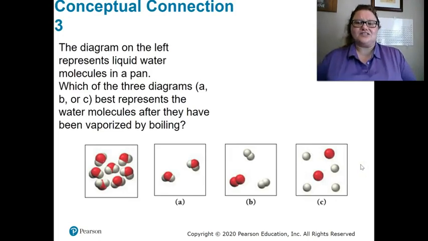So let's take a look at this question that you have in your note packet. The diagram on the left, you see at the far left there, it does not have a letter under it. That's our starting picture. So we're told that this represents liquid water in a pan. Which of the three diagrams, A, B, or C, would show the water molecules after they've been vaporized by boiling? Okay, so take a second, look at those pictures very carefully.